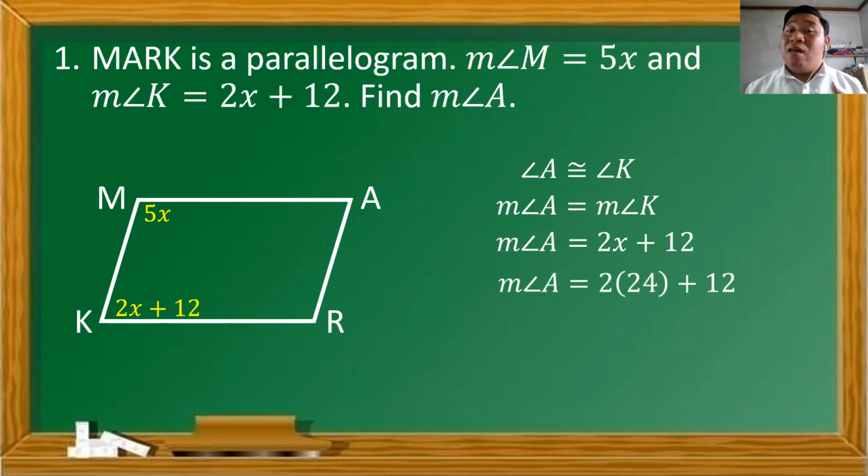Alright? So, that would become, the measure of angle A is equal to 2 times the value of x, which is 24, plus 12. Alright? Then, simplify muna natin yung 2 times 24. We know that 2 times 24 is equal to, very good, that's 48. Kaya, magkakaroon tayo ng the measure of angle A is equal to 48 plus 12. And from here, pwede na nating masolve ang measure ni angle A. Paano gagawin? Simplify na lang natin. We know that 48 plus 12 is equal to 60. Therefore, the measure of angle A is equal to 60. So, yan ang hinahanap nating measure ni angle A. Alright?